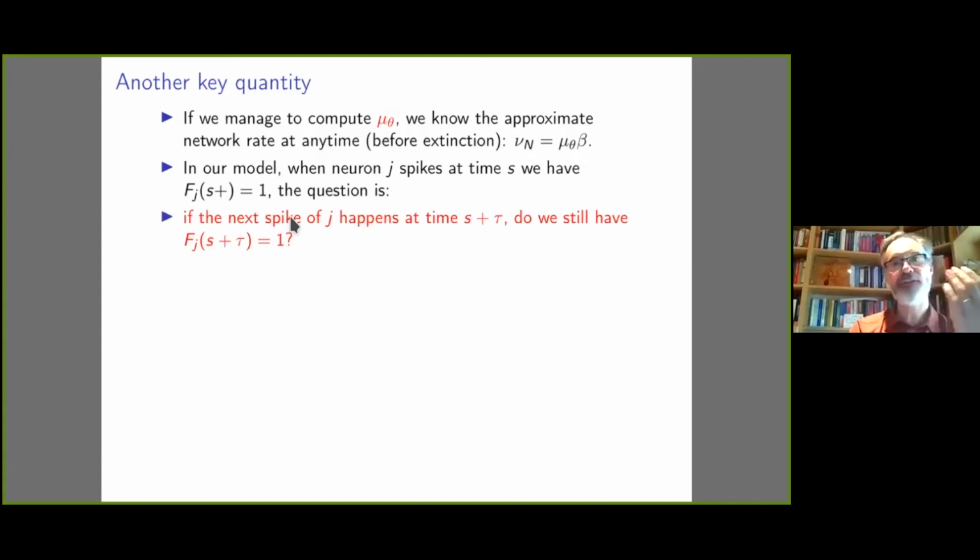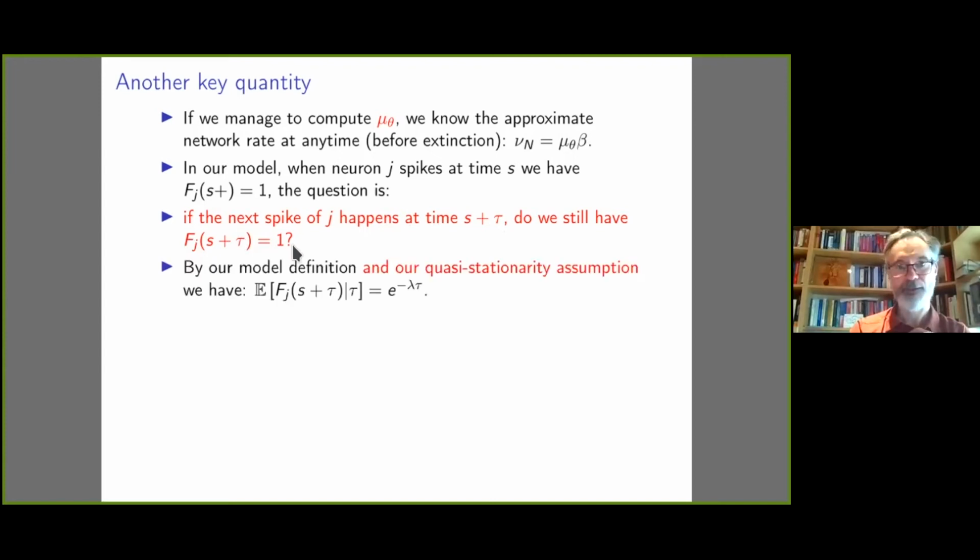The question is, if J spikes again at time S plus tau, do we still have the facilitation variable equal to 1? But by our model definition and the quasi-stationary assumption, the expected value of f at S plus tau given tau equals exponential minus lambda tau. It doesn't matter when the spike occurred. All that matters is the elapsed time between two successive spikes.